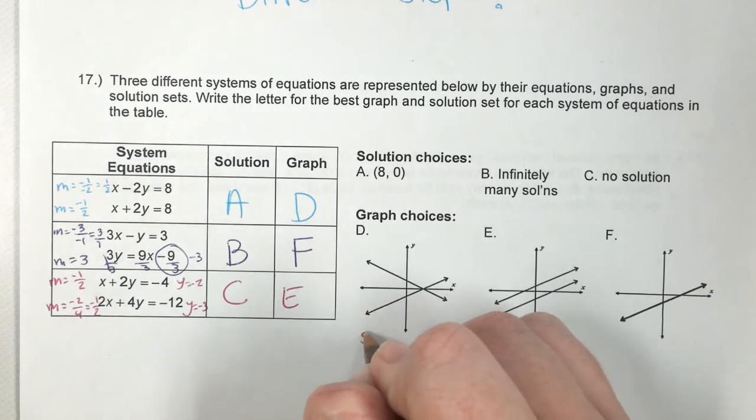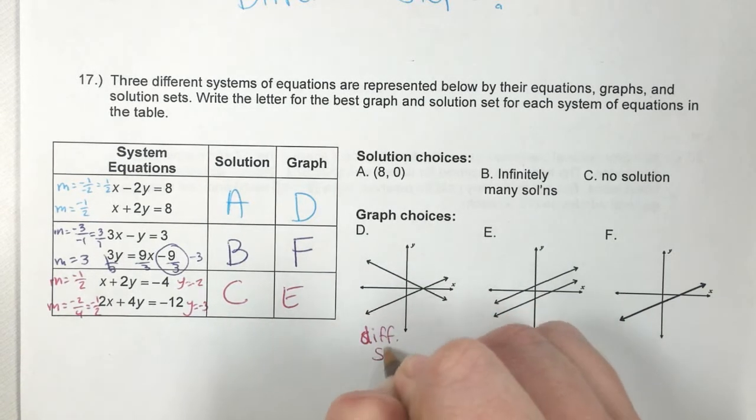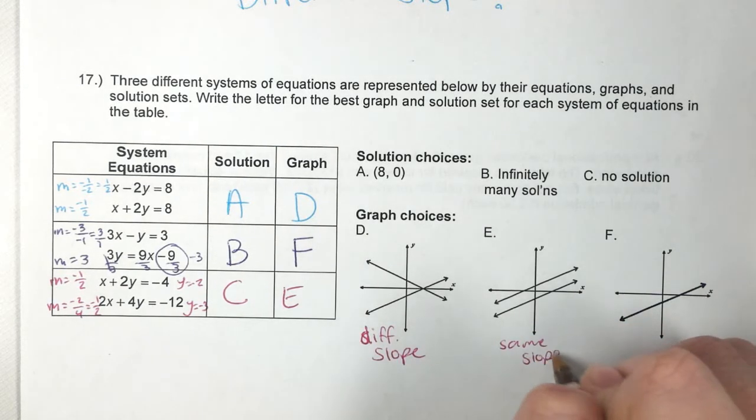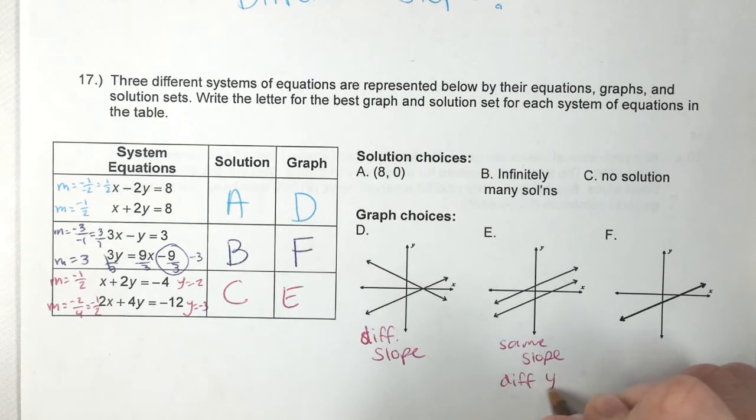So different slope, same slope, different y-intercept, same slope and y-intercept.